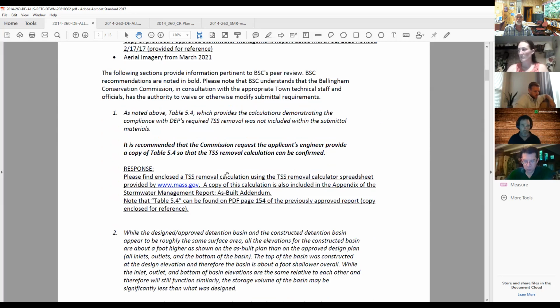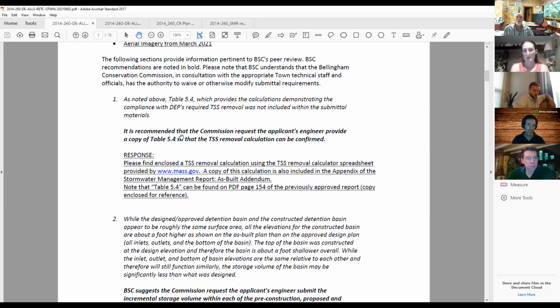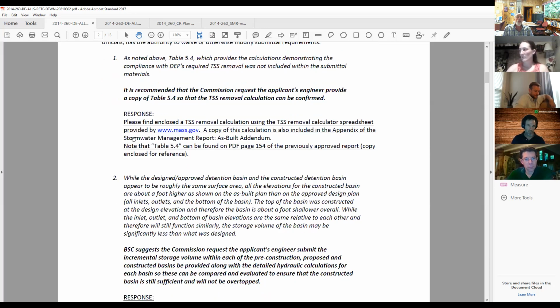Comment 1 is, as noted above, table 5.4, which provides the calculations demonstrating compliance with DEP's required TSS removal, was not included within the submitted materials. With a follow-up comment by the peer reviewer, it is recommended that the commission request the applicant's engineer provide a copy of table 5.4 so that the TSS removal calculation can be confirmed. Our response is we submitted a TSS removal calculation using the TSS calculator spreadsheet provided by mass.gov. A copy of that was also included in the appendix of the stormwater management report as-built addendum that we provided. And table 5.4 was previously found in the previously approved report on page 154.